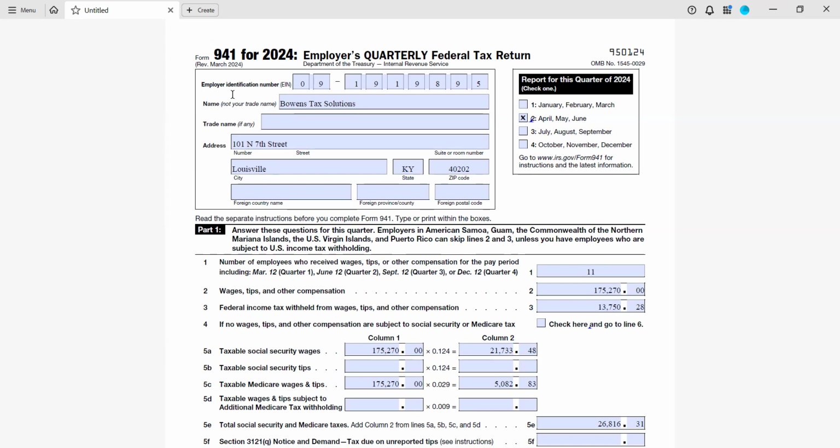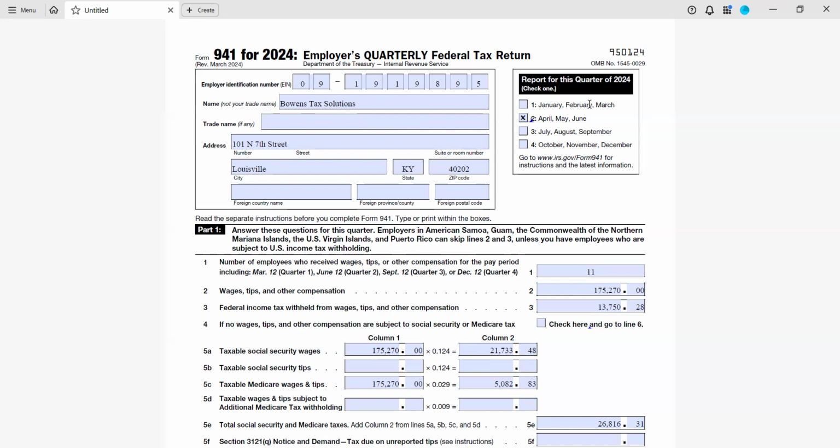So as you can see, this is for year 2024. This form was last revised March of 2024. We're going to need your EIN, which is your employer identification number. So that should be 9 digits long. We're going to have your business name here. So using mine as an example, we have Bowens Tax Solutions, no trade name, and the address is 101 North 7th Street, Louisville, Kentucky, 40202.